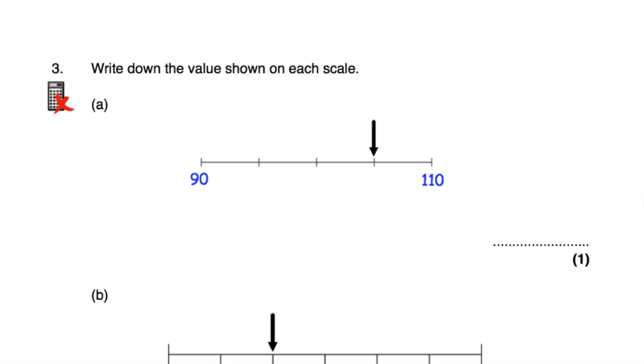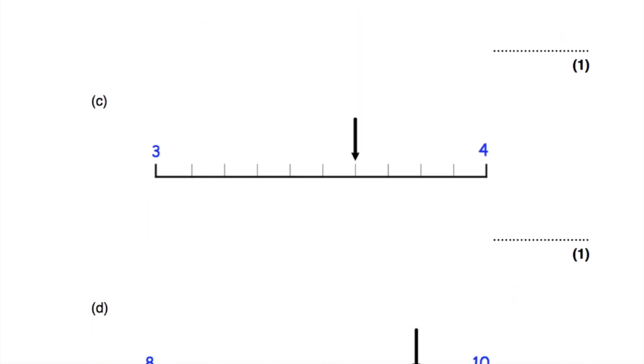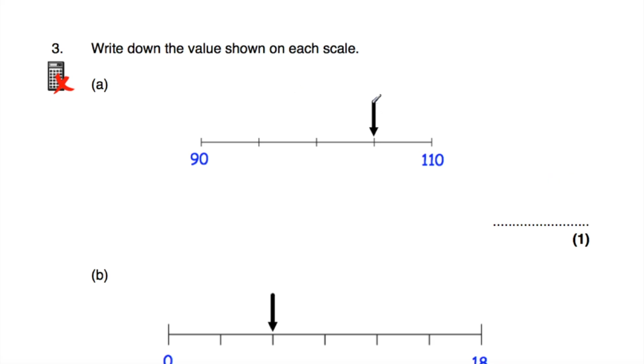Okay, let's look at our next question, question number 3. We've got a series of scales and we need to write down the value that the arrow is pointing to on each of the scales. So here we've got 90 and 110. Let's work out what each of these little lines is worth. To get from 90 to 110, it's getting bigger by 20.